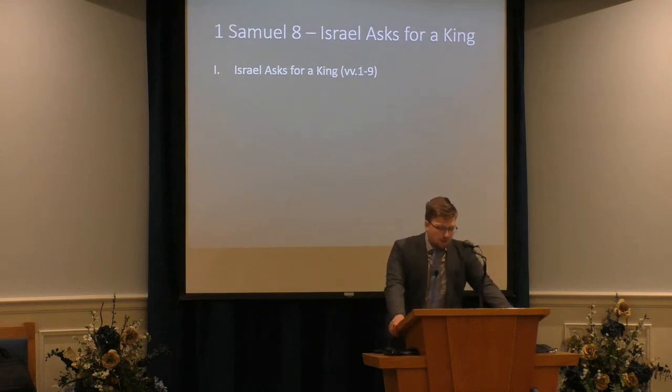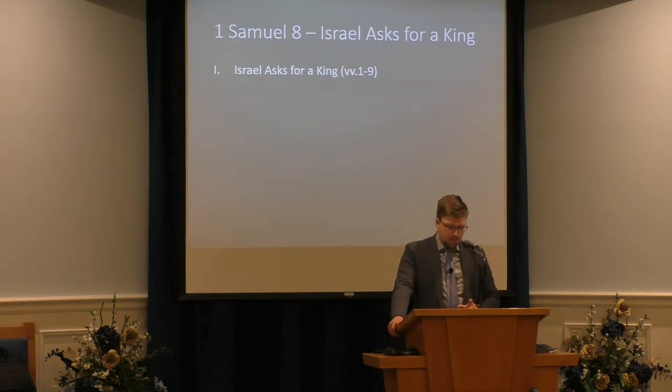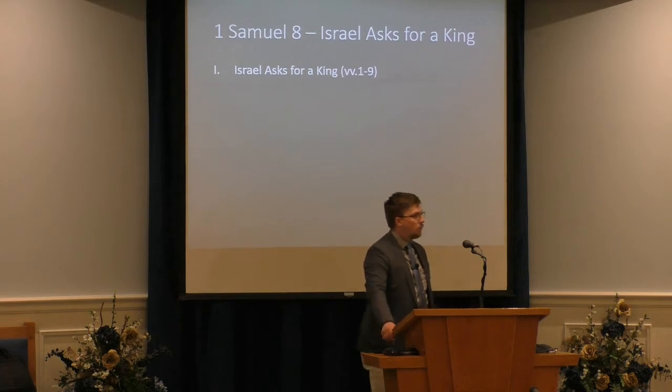Now it came to pass when Samuel was old that he made his sons judges over Israel. The name of the firstborn was Joel, and the name of the second Abijah, and they were judges in Beersheba. But his sons did not walk in his ways. They turned aside after dishonest gain, took bribes, and perverted justice. We'll stop there for just a second before we move on.